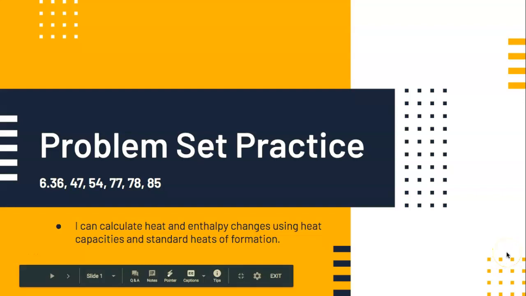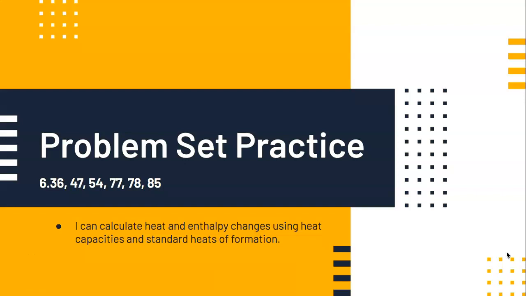Alrighty, here are some practice problems to help you as you work through the problem set for the week. This week's problems are from chapter 6, number 36, 47, 54, 77, 78, and 85. Our learning objective with these practice problems is by the end to be able to say, I can calculate heat and enthalpy changes using heat capacities and standard heats of formation.